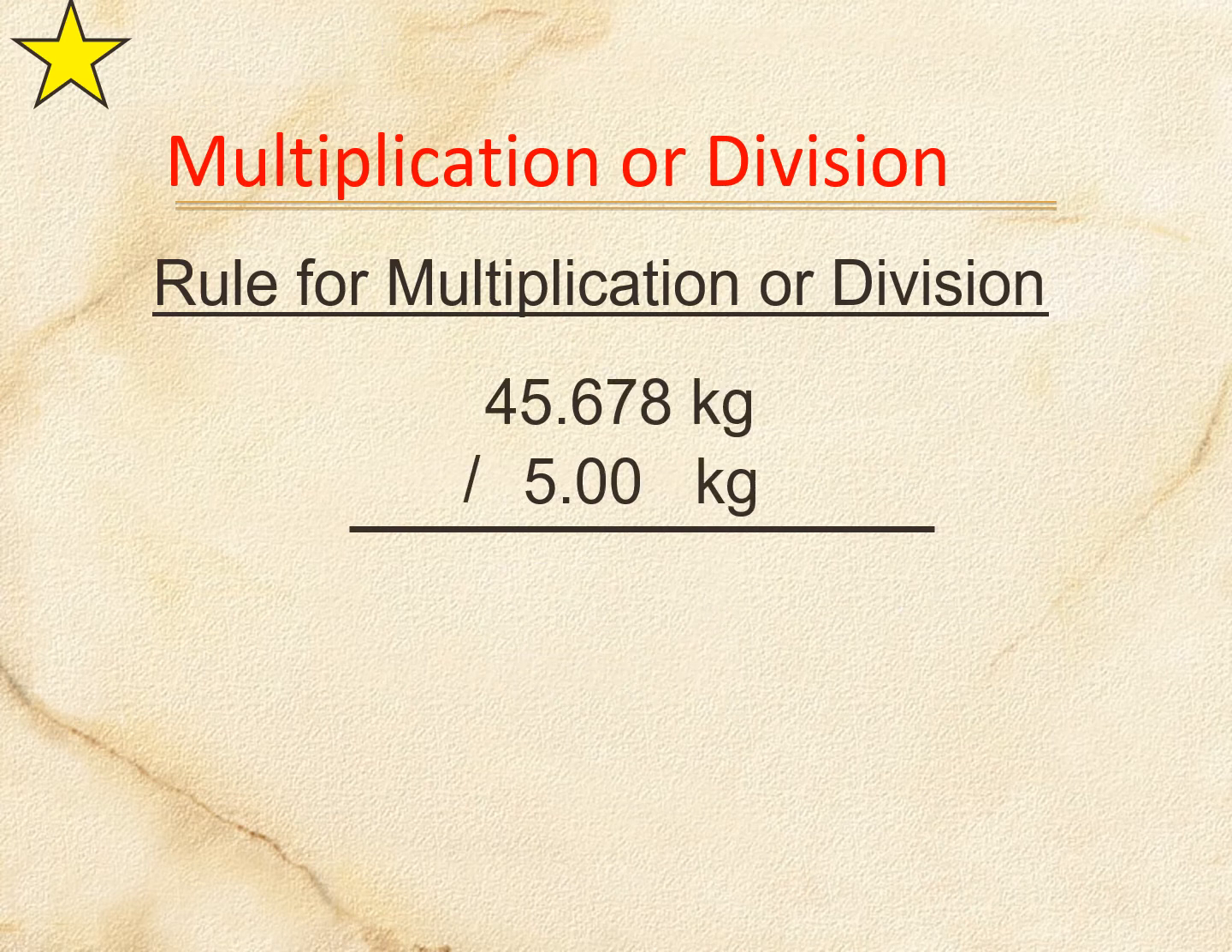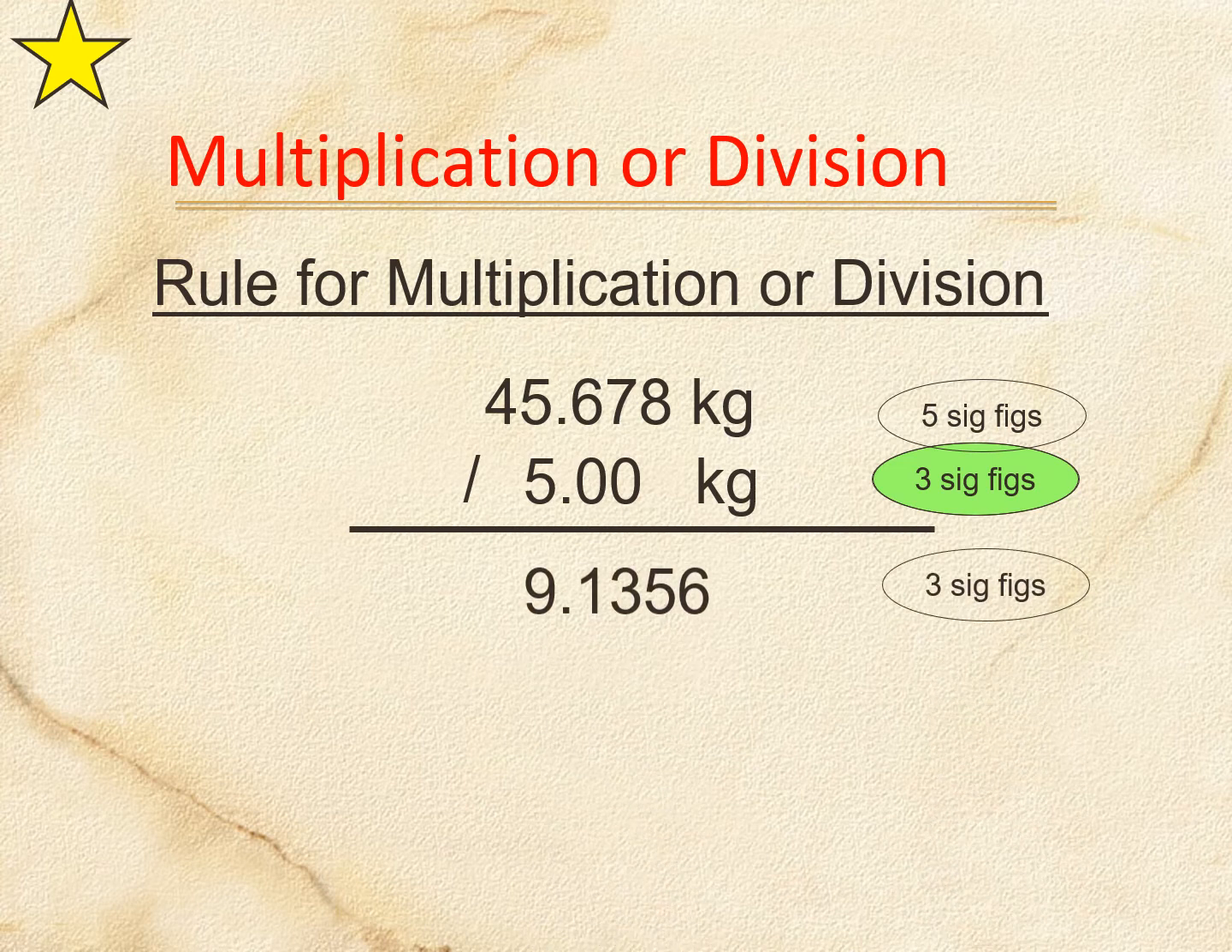Same thing with dividing. 45.678 is 5 sig figs. 5.00 is 3 sig figs. So your answer when you divide can only have 3 sig figs. When you do the math in your calculator, I get 9.1356. You look at the third sig fig, which is the 3. Does that round up? Yes, because the 5 is 5 or greater.